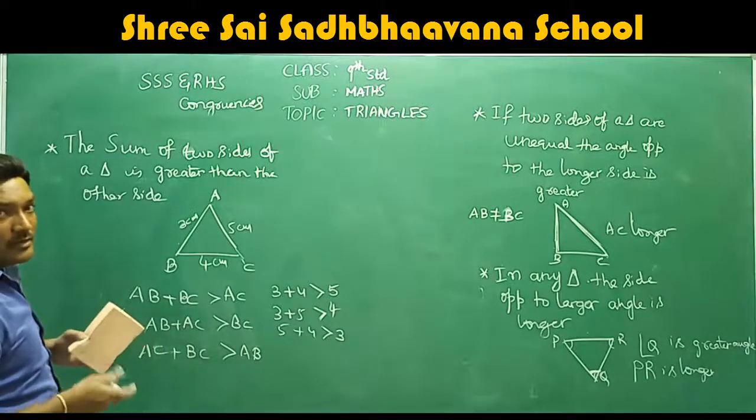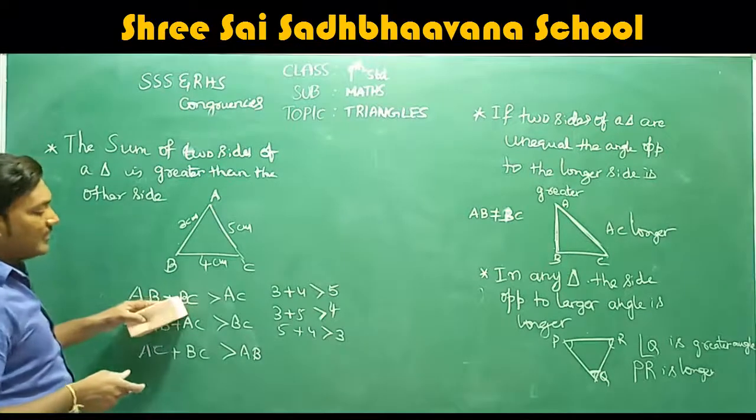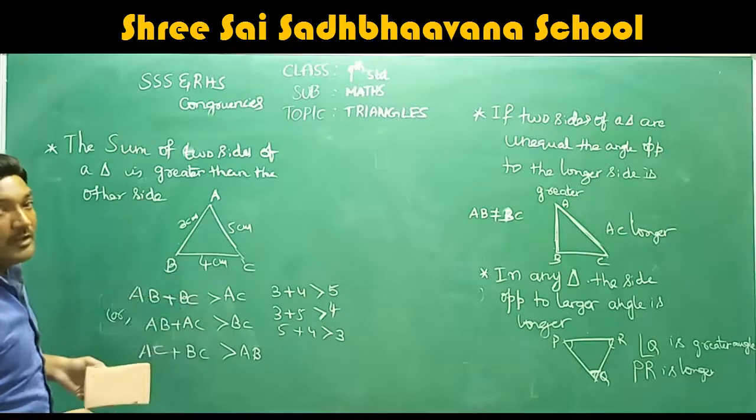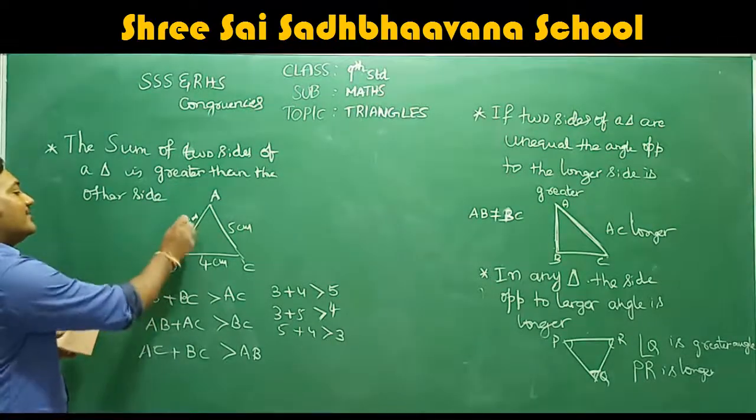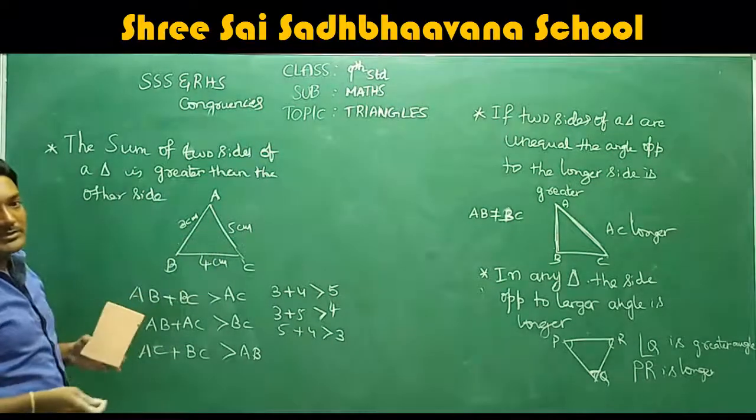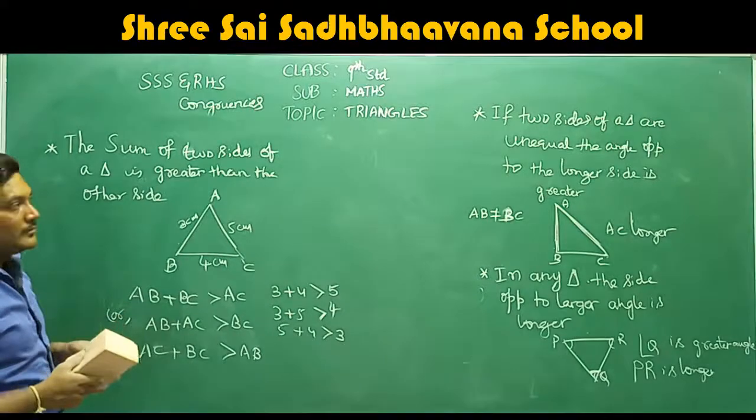Okay? Understood? This condition must hold, then only we can construct a triangle. What it says is, any two sides' sum is always greater than the third side.